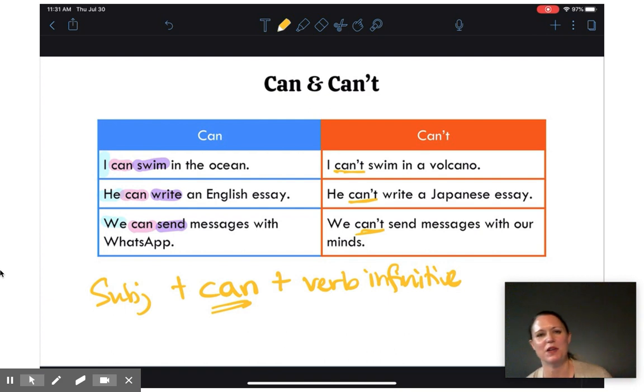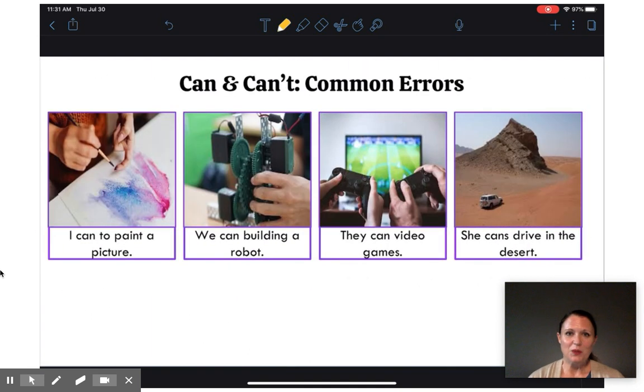I can't swim in a volcano. He can't write a Japanese essay. We can't send messages with our minds. Super easy, right? Unfortunately, we still make some mistakes with can and can't. Can you find the errors?